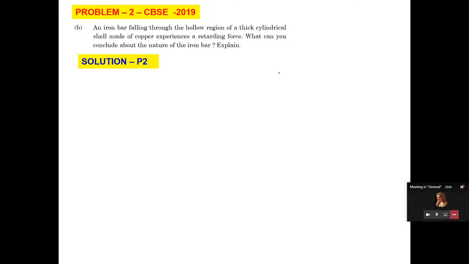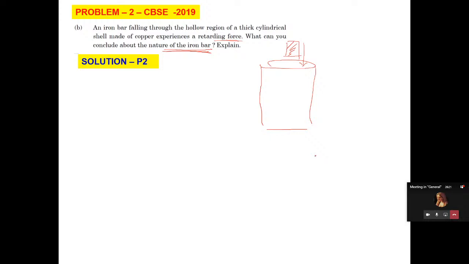The bar experiences an opposing force. There is a hollow cylinder, something like this, and they say that the iron bar is falling. Okay, hollow region of a thick cylindrical shell made of copper experiences a retarding force. What can you conclude about the nature of the iron bar? This is an iron bar. Iron bar magnet.